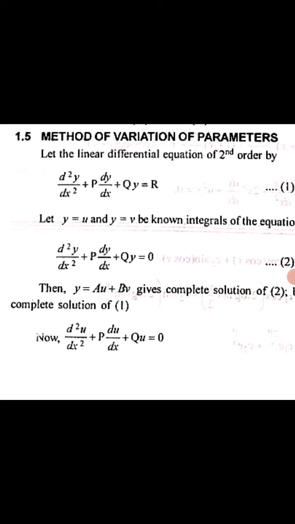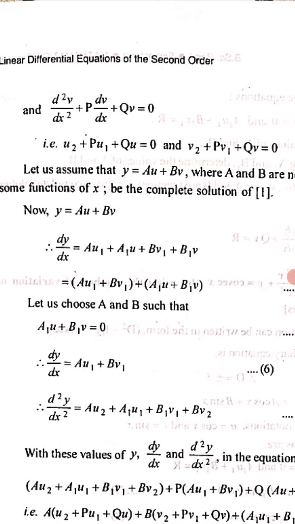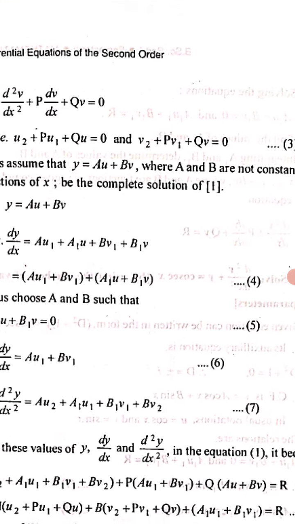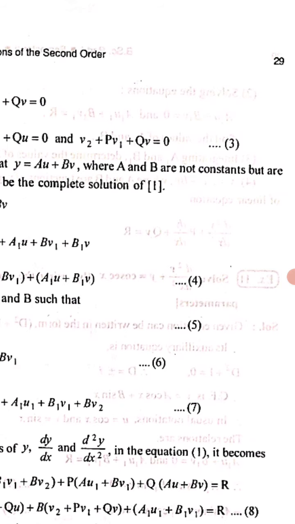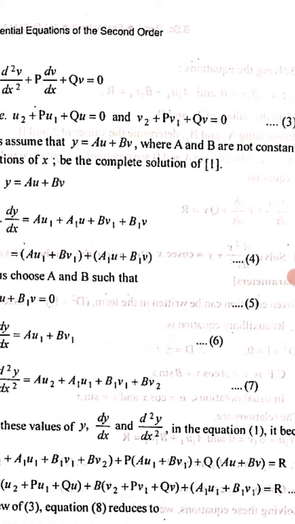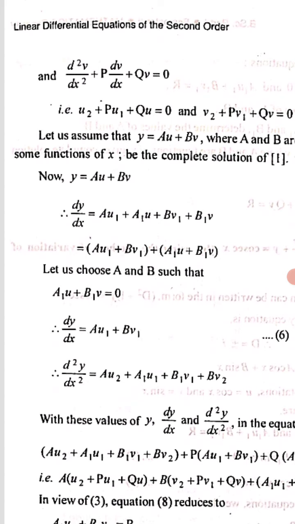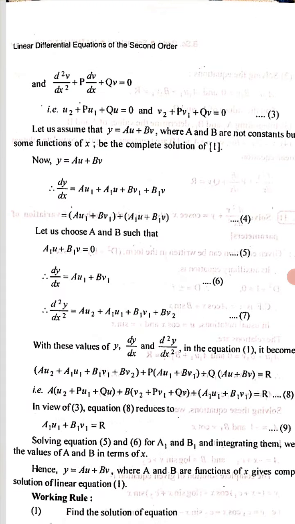Then y is equal to au plus bv gives complete solution of equation 2, but it will not be complete solution of equation 1. Now d2u upon dx square plus p du by dx plus qu is equal to 0, and d2v by dx square plus p dv by dx plus qv is equal to 0, that is u2 plus pu1 plus qu is equal to 0, and v2 plus pv1 plus qv is equal to 0. This is equation number 3. Let us assume that y is equal to au plus bv, where a and b are not constants but are some functions of x, be the complete solution of equation 1.